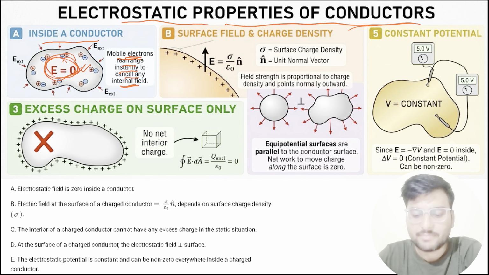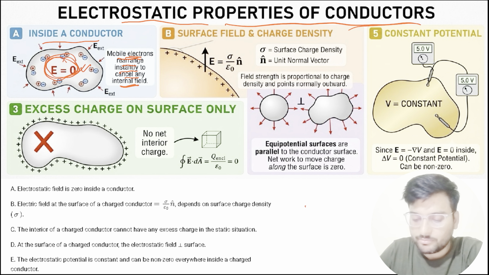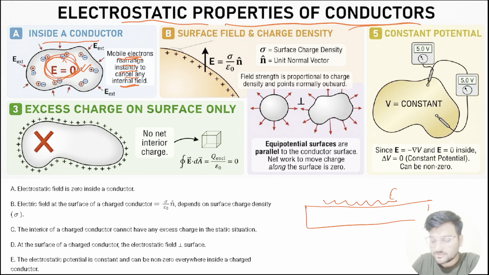The maximum charge will be at the outer surface of the conductor. Here the electric field is maximum, while inside the electric field is approximately zero, or we can say zero. Very small leakage current may flow here. We can say that leakage electric field will be there, but it is approximately negligible, right?